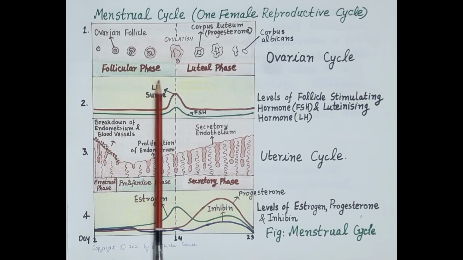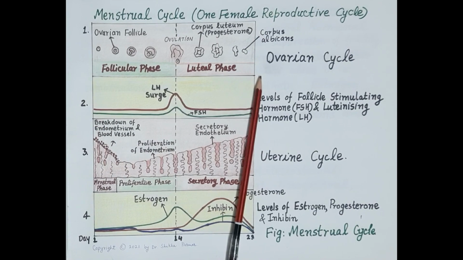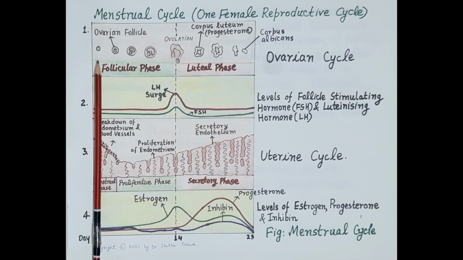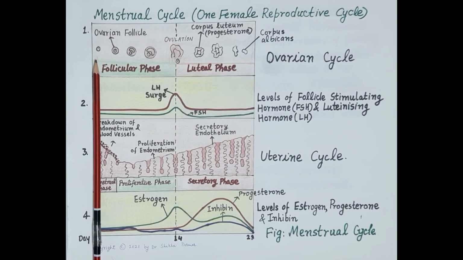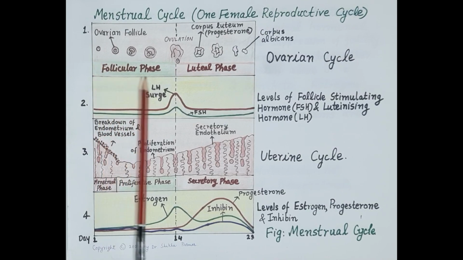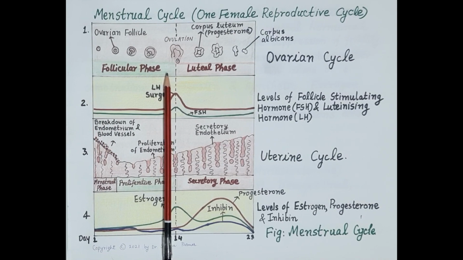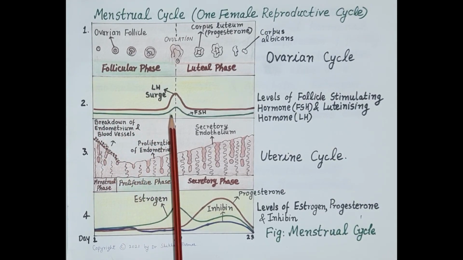The first half of the reproductive cycle is termed the follicular phase, whereas the second half is termed the luteal phase. As we all know, ovary consists of immature ovarian follicles, and around one follicle develops each month. This follicle is called a dominant follicle, and it develops during the follicular phase, from day 1 to day 14. For the development of this ovarian follicle, it requires follicle stimulating hormone.